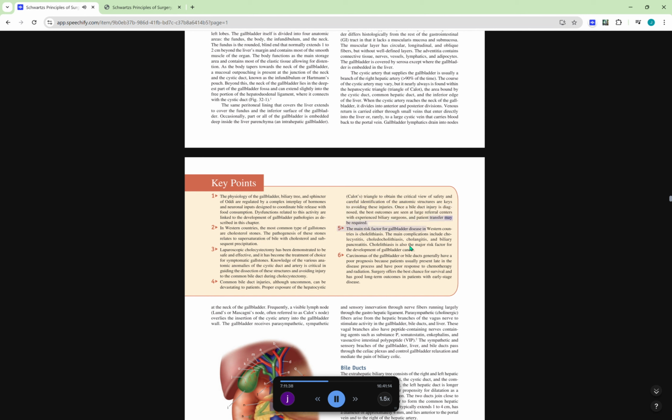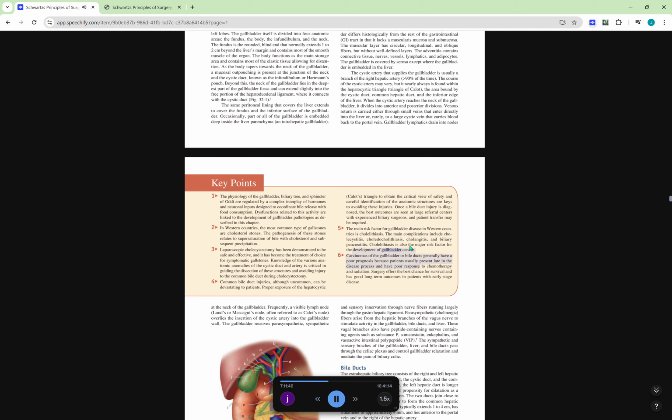5. The main risk factor for gallbladder disease in Western countries is cholelithiasis. The main complications include cholecystitis, choledocholithiasis, cholangitis, and biliary pancreatitis. Cholelithiasis is also the major risk factor for the development of gallbladder cancer.